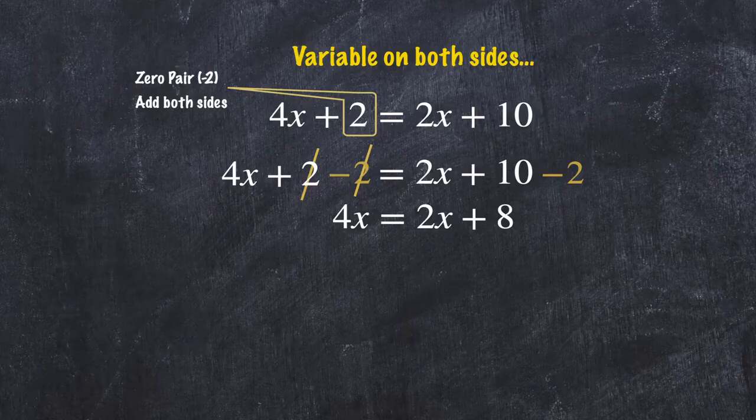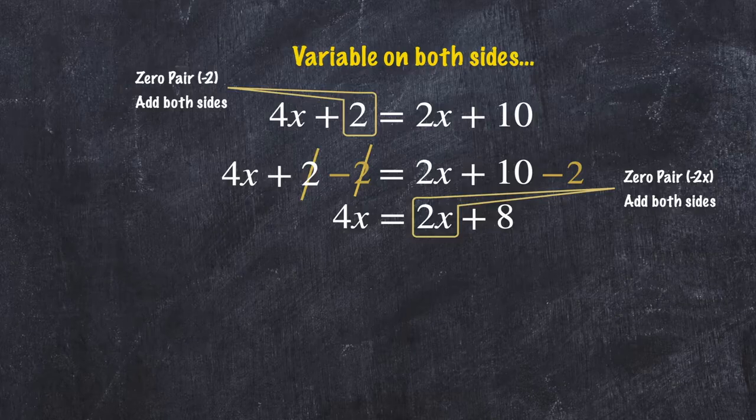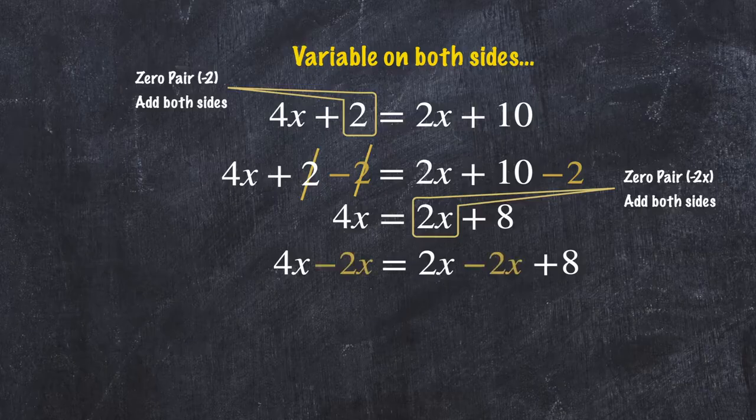All right. Now you could see that the number without x is now left with 8, and those with x, we have 4x and 2x. Then that takes us to the next step. We need to also get rid of one of the terms with x. So we continue with 2x, and we find the zero pair of 2x, which is going to be negative 2x. So once again, add negative 2x to both sides of the equation. And this gives us 4x minus 2x is equal to 2x minus 2x plus 8.